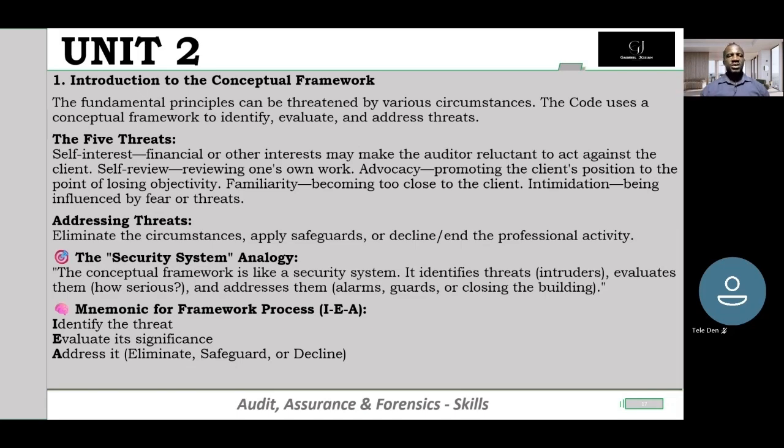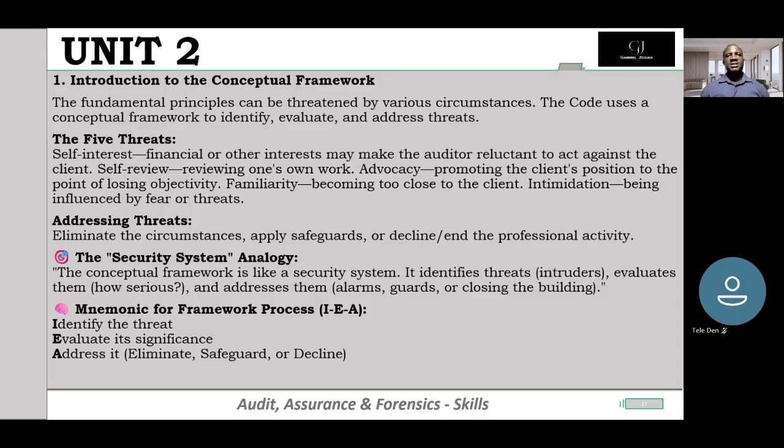So there are 5 threats. Number 1 is self-interest threat, talking about financial or other interest, which may make the auditor reluctant to act against the client. Number 2 is self-review threat, talking about reviewing one's own work. Number 3 is advocacy threat, where the accountant promotes the client's position to the point of losing objectivity. Number 4 is familiarity threat, where you become too close to the client. And 5, intimidation threat, is being influenced by fear or threats.